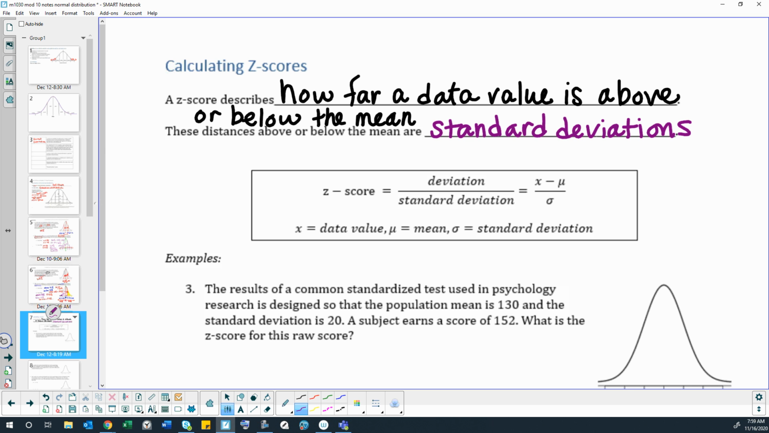Okay, I don't know why they use the letter Z. Might be an interesting little research project for you because I don't remember. I'm sure I learned it at some point.